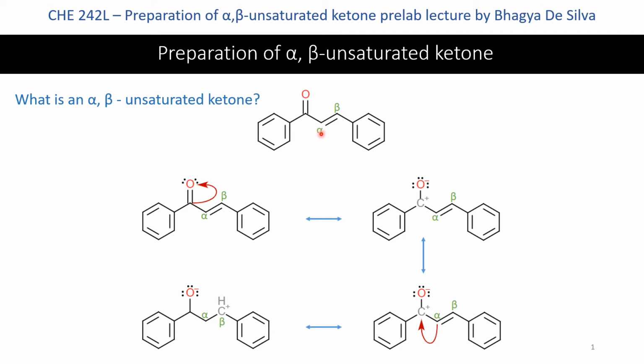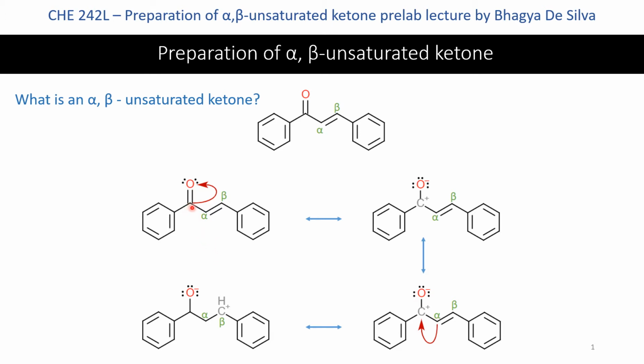You can see there is an alpha-beta unsaturation adjacent to this ketone. That is why we call it an alpha-beta unsaturated ketone. These compounds are also called enones, and they're very useful in the synthesis of complex organic molecules. Unlike ketones, alpha-beta unsaturated ketones have more resonance structures.